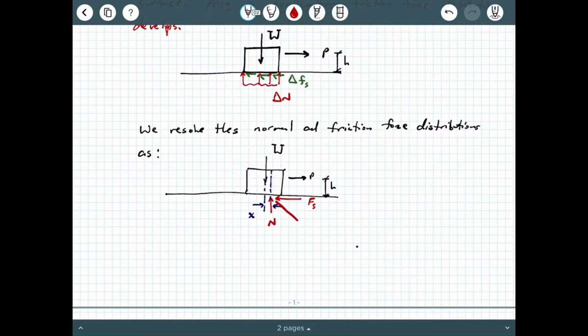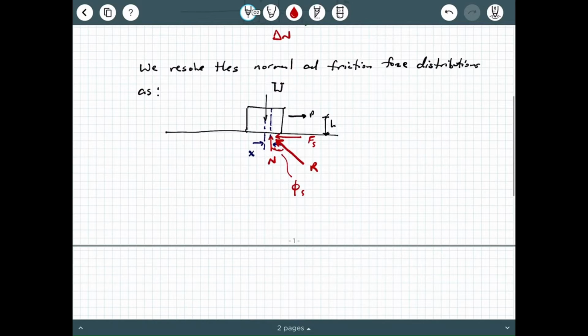Now, we can develop a resultant force as well. We're going to have this resultant force develop right here. And guess what this resultant force is a result of? Well, this is the resultant force of F sub s and N. So it's basic vector mechanics like we've been dealing with a lot in this class. Now, what's interesting is we're going to have this angle that develops here, and we're going to call this angle phi sub s.